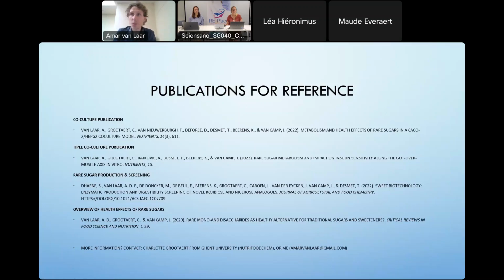So with many different project partners, we studied not only the health effects of those rare sugars, but also the impact, for example, on the intestinal and oral microbiota, how the taste of those sugars is perceived, and also a process to get those rare sugars in higher quantities by converting just the conventional highly available sugars into those rare sugars.